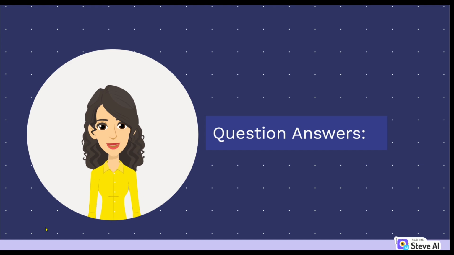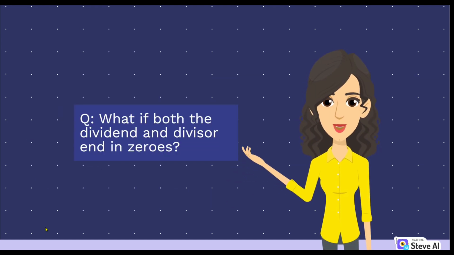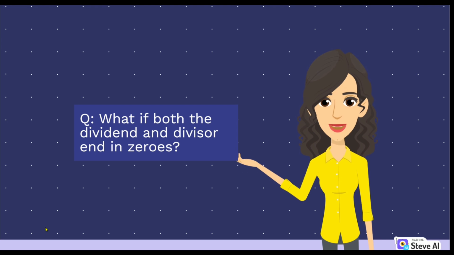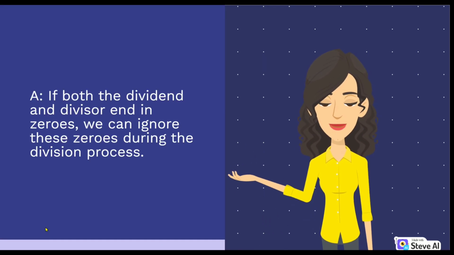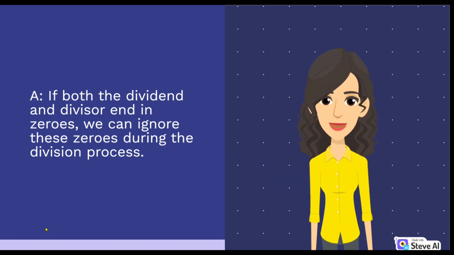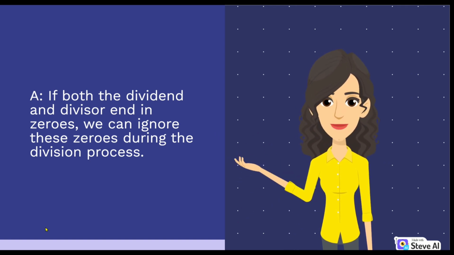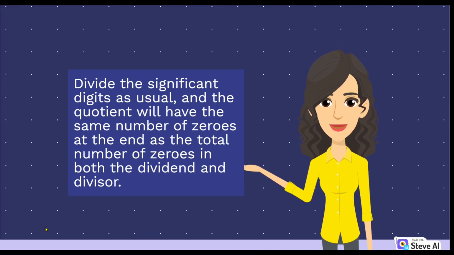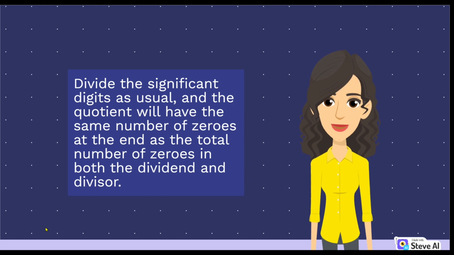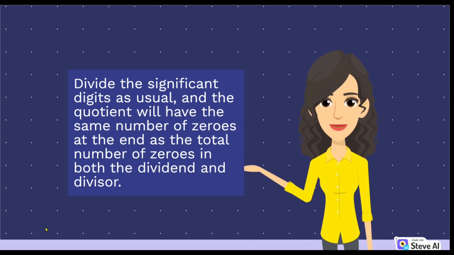Question answers. Q. What if both the dividend and divisor end in zeros? A. If both the dividend and divisor end in zeros, we can ignore these zeros during the division process. Divide the significant digits as usual, and the quotient will have the same number of zeros at the end as the total number of zeros in both the dividend and divisor.